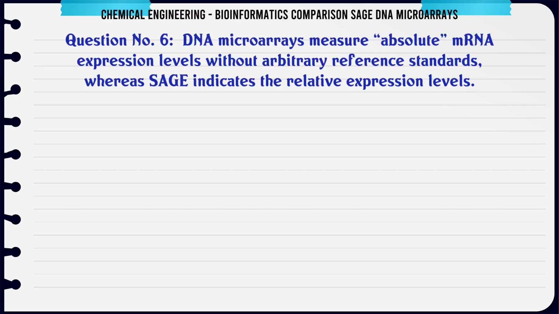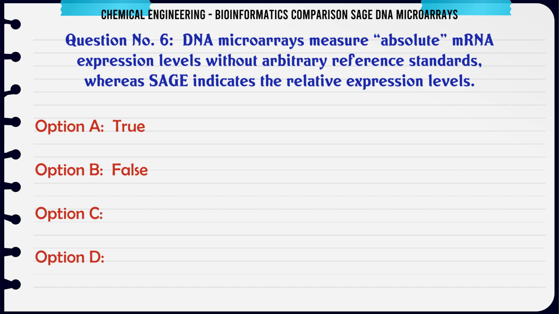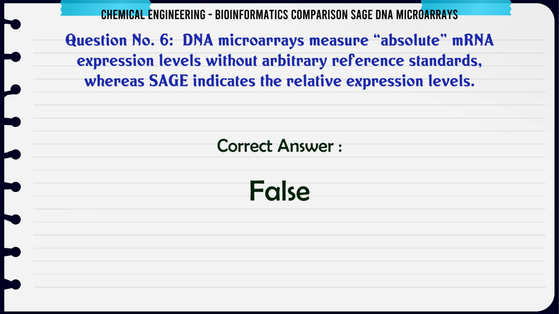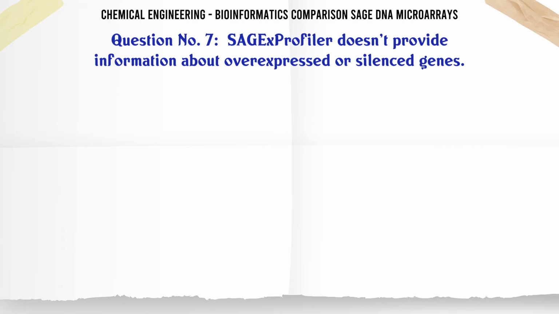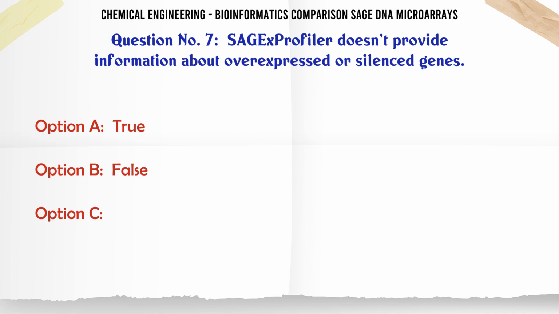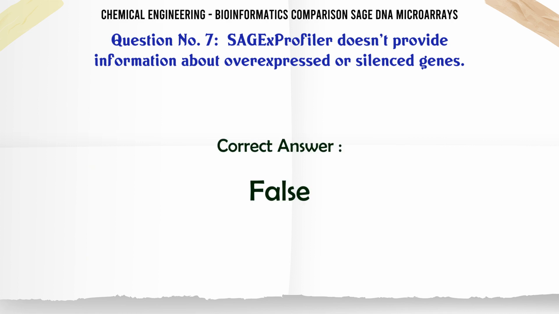DNA microarrays measure absolute mRNA expression levels without arbitrary reference standards, whereas SAGE indicates the relative expression levels. A. True. B. False. The correct answer is, false. SAGExProfiler doesn't provide information about overexpressed or silenced genes. A. True. B. False. The correct answer is, false.